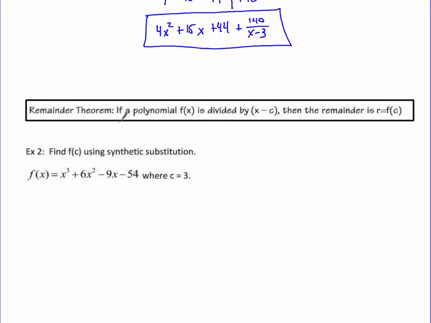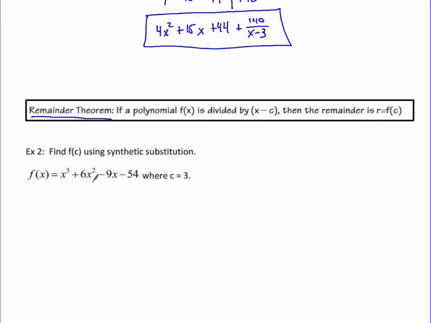And right above here we see something called the remainder theorem. It says, and this is important, if a polynomial f of x, so that's this, is divided by x minus c, then the remainder is r equals f of c. So the remainder is equal to whatever the function equals when you plug c in.